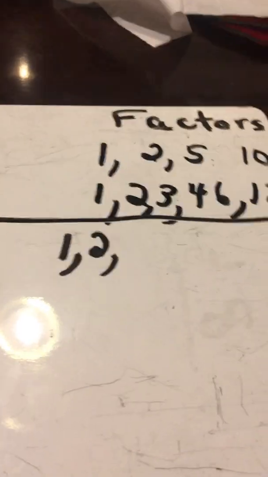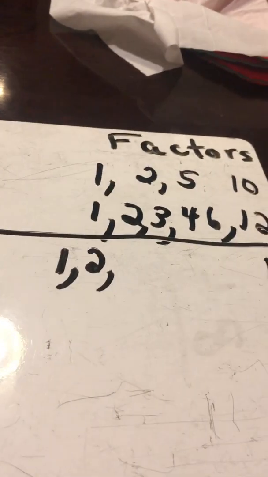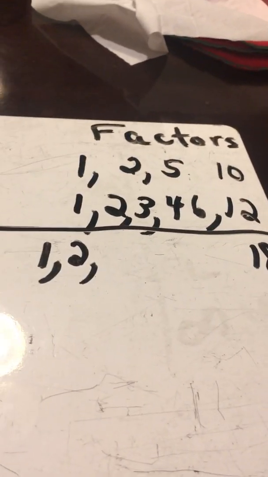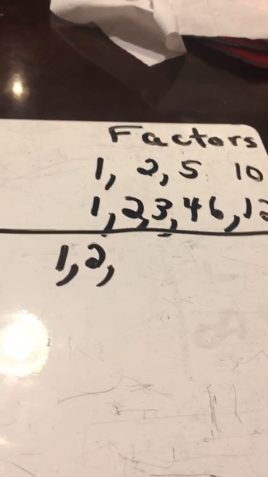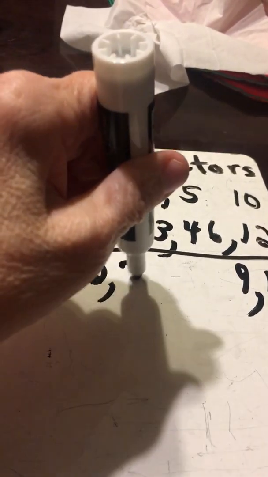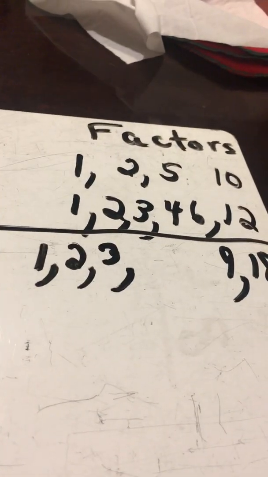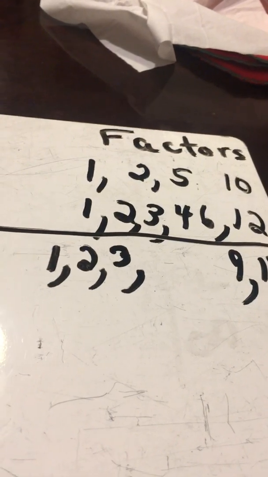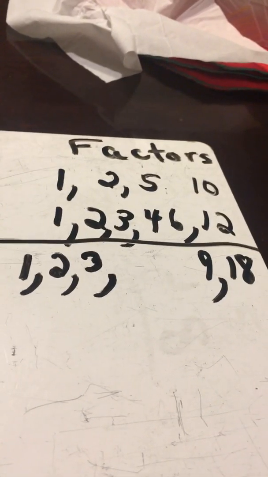So, 2 times what will give you 18? Now, if you don't know that, you need to learn it really well. 2 times 9 is 18. Then we tried 1, we tried 2, now we're going to try 3. Will 3 times something give you 18? Yes, it will. 3 times what will give you 18? Now, the answer is 6.